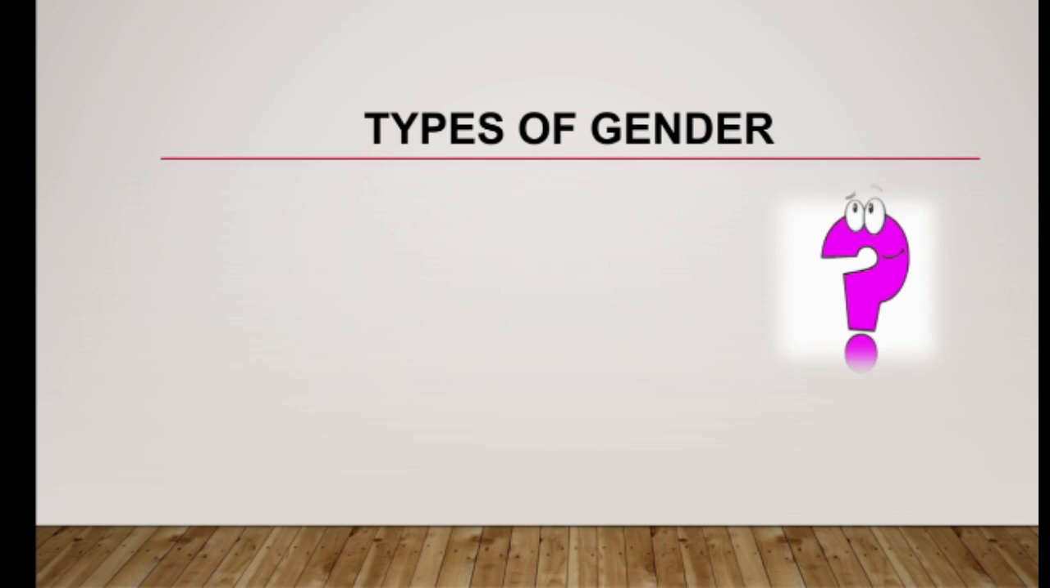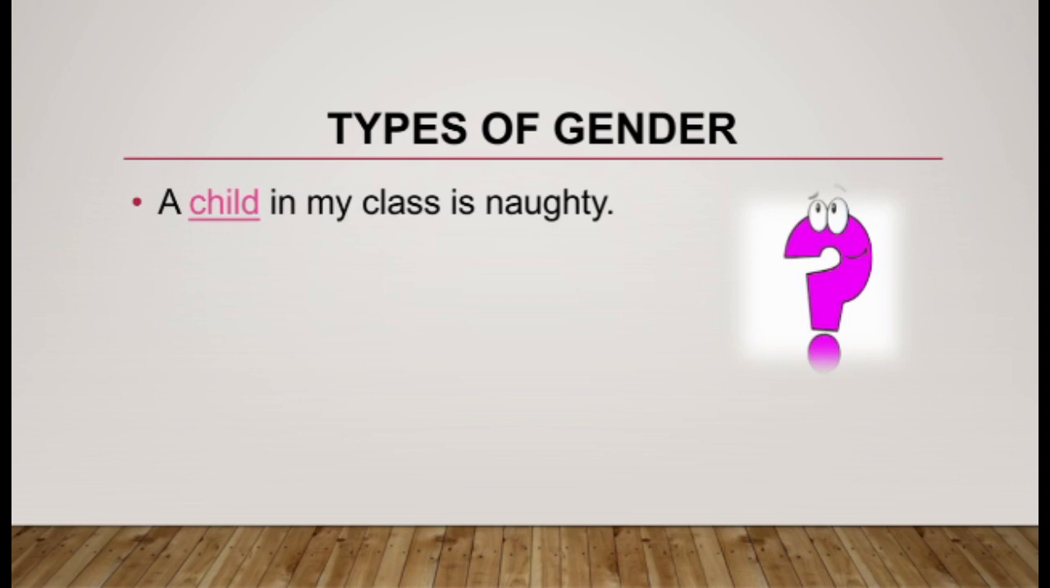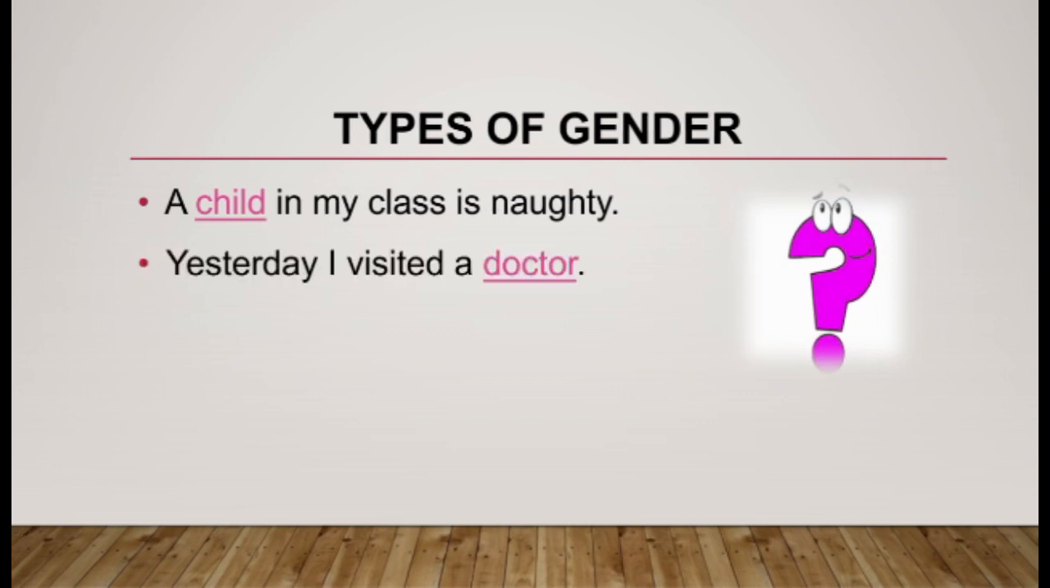Now that you know what masculine and feminine genders are, let me read you a few sentences and see if you can guess what gender the underlined words belong to. The first sentence is, a child in my class is naughty. Can you guess if the child is masculine or feminine? No, it could be masculine and it could be feminine as well. We're not sure.